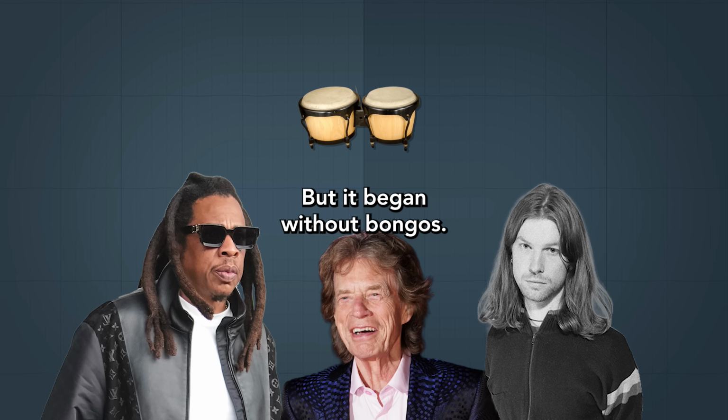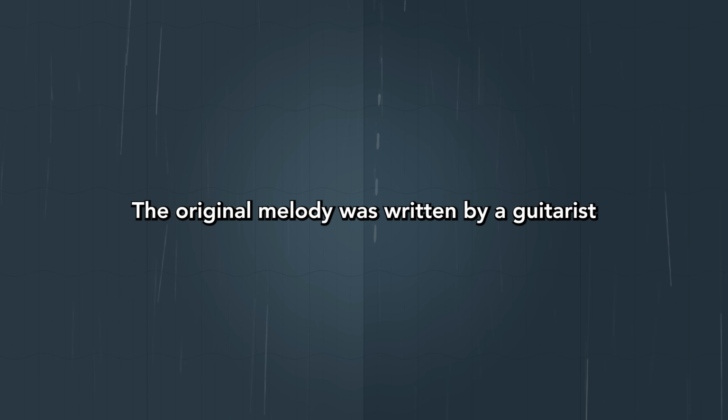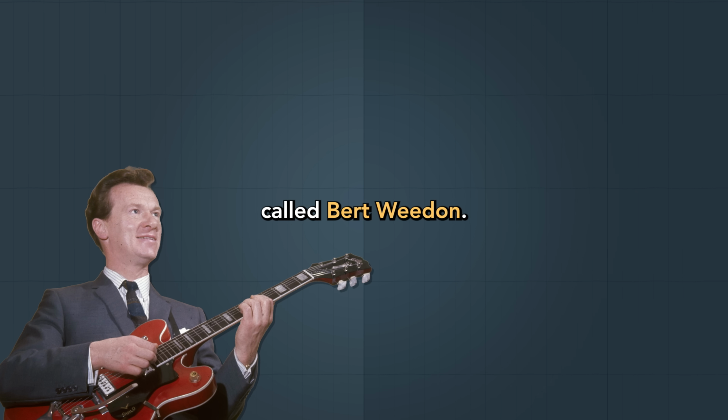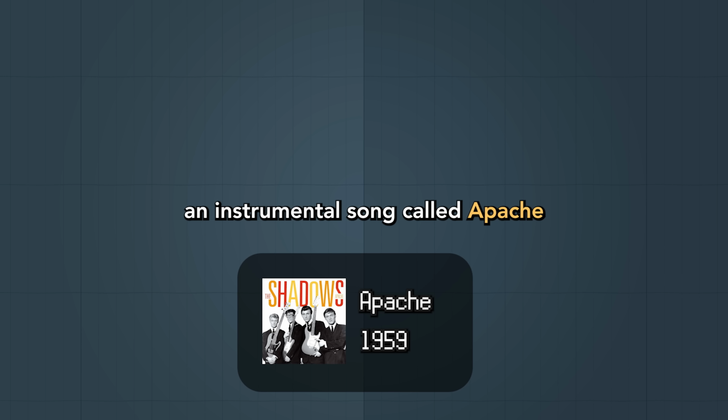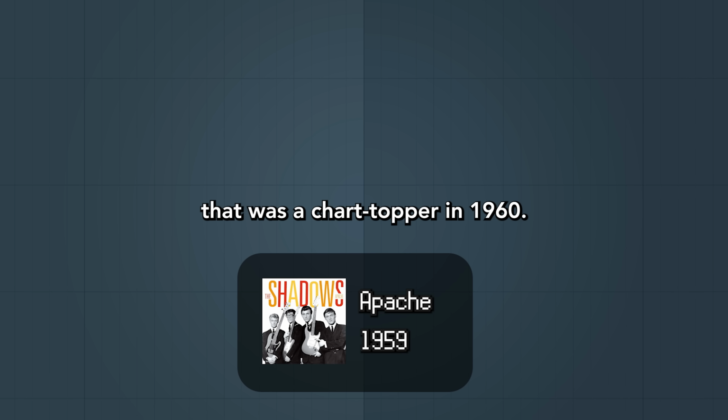But it began without bongos. The original melody was written by a guitarist called Bert Wheaton. He played it to a band called The Shadows that liked it and made their own version, an instrumental song called Apache that was a chart topper in 1960.